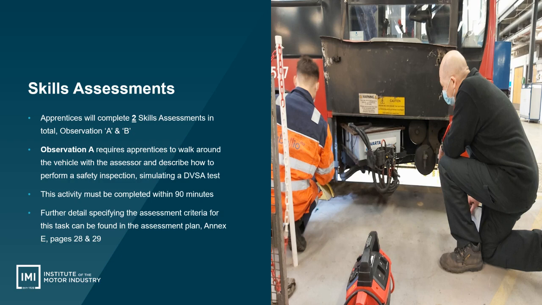Observation Task A requires the apprentice to walk around the vehicle with the assessor and describe how to perform a safety inspection, simulating a DVSA test. The apprentice is allocated up to 90 minutes to complete this task. All skills assessments are observed and graded by an independent IMI assessor. Additional information relating to this assessment type is available within the assessment plan as referenced on the slide.